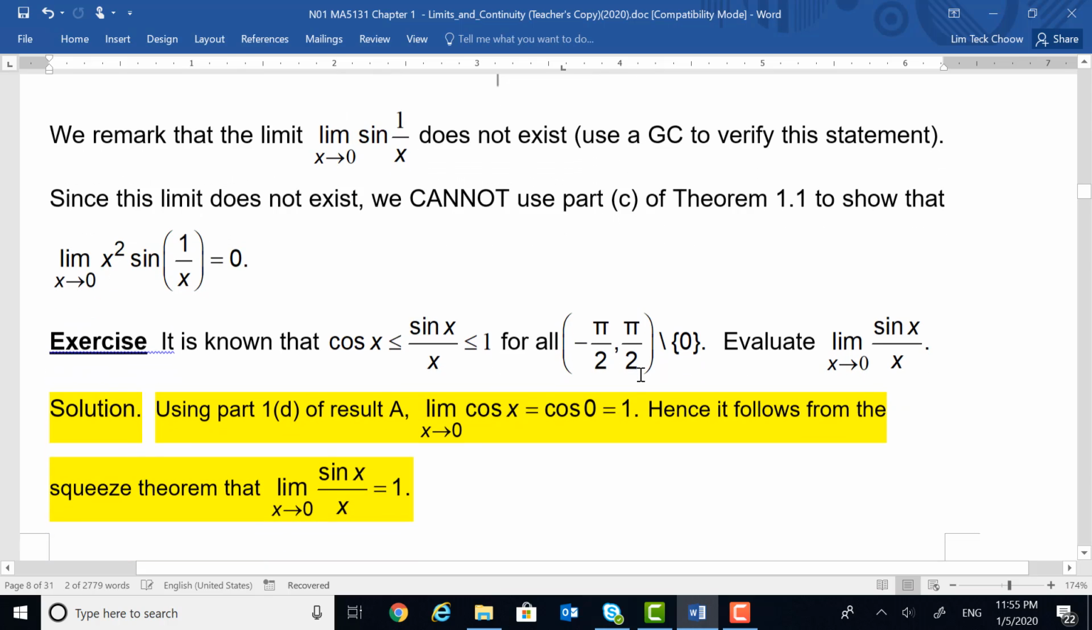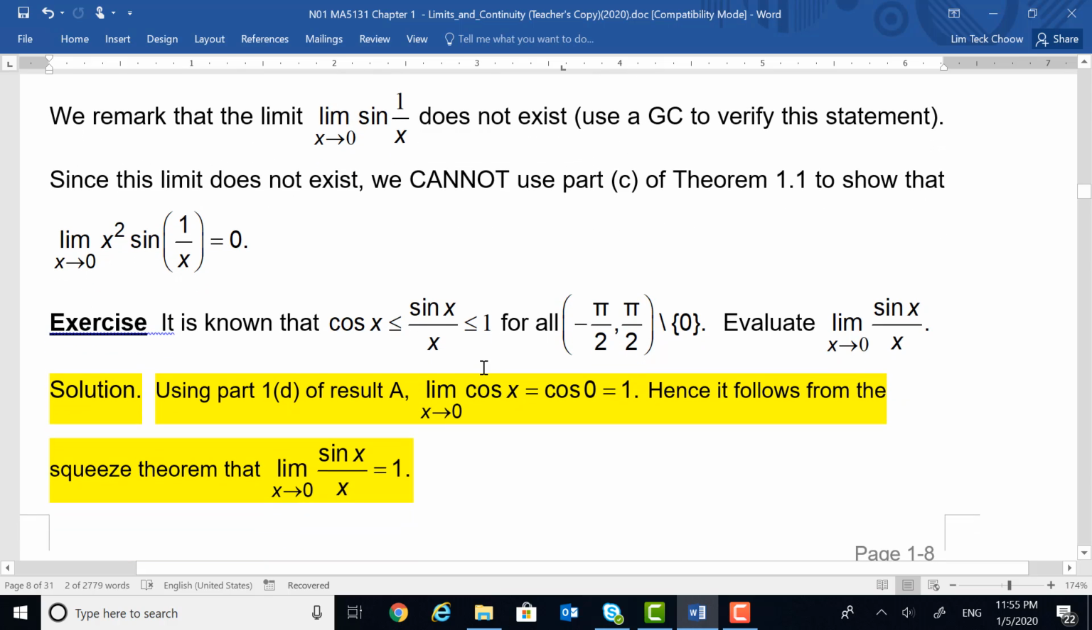It is given in this exercise. In this exercise, you are given that sine x over x, this is a given result. This result is not hard to prove geometrically, but anyway, assuming that this result is given to you, that sine x over x is sandwiched by these two numbers, then I can calculate the limit when x goes to 0 of cosine x, and I calculate the limit of this as cos 0, and therefore it is 1.